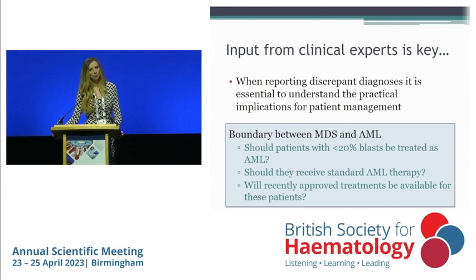Should they be all treated as AML? Should there only be a subgroup of them treated as AML? Should they be receiving standard AML therapy? Is there some way that we can define which patients should be receiving standard AML therapy?